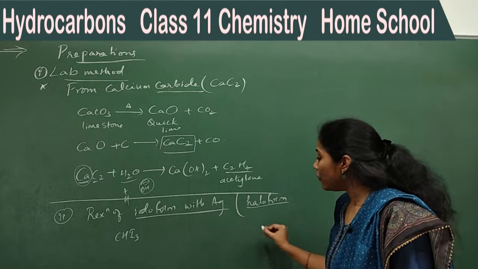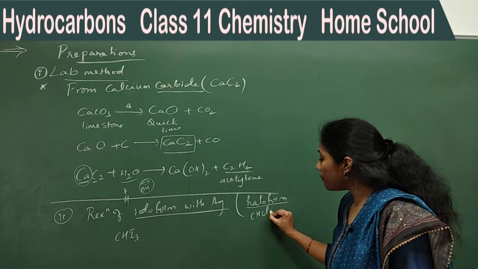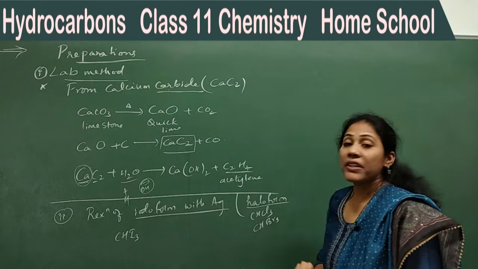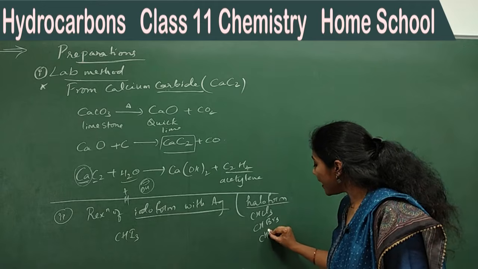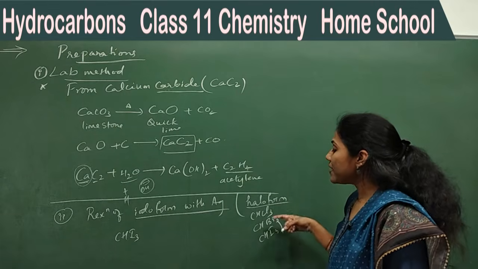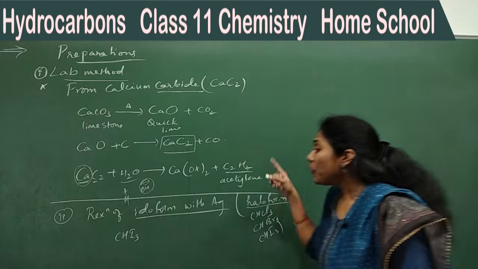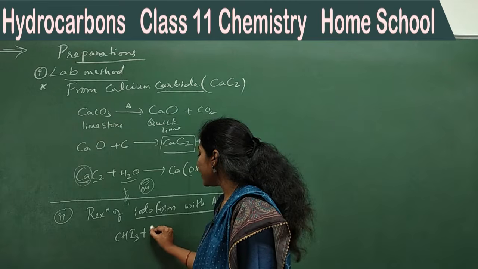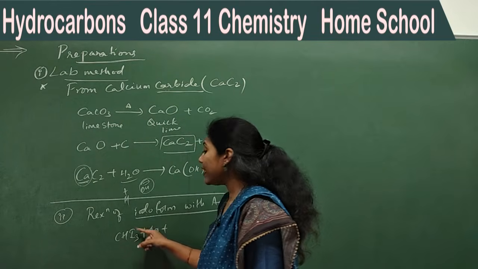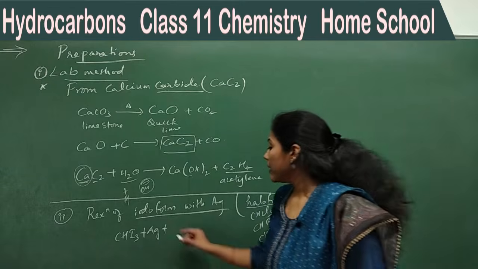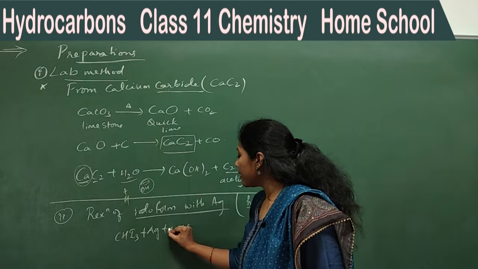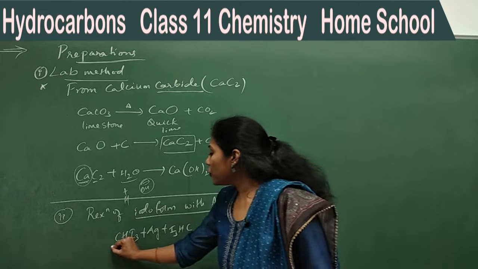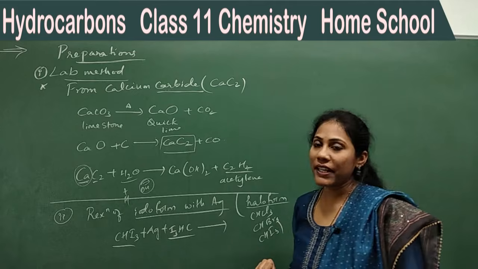So what do you mean by haloform? Haloform can be chloroform, that is CHCl3. It can be bromoform, that is CHBr3. And it can also be iodoform, that is CHI3. All of these you can use for this reaction. I have taken iodoform here, that's it. Clear? So when this CHI3 is heated with silver, we will have to take 2 molecules of iodoform. The other molecule, let me write it here for convenience. This is one molecule of iodoform, and this is another molecule of iodoform.